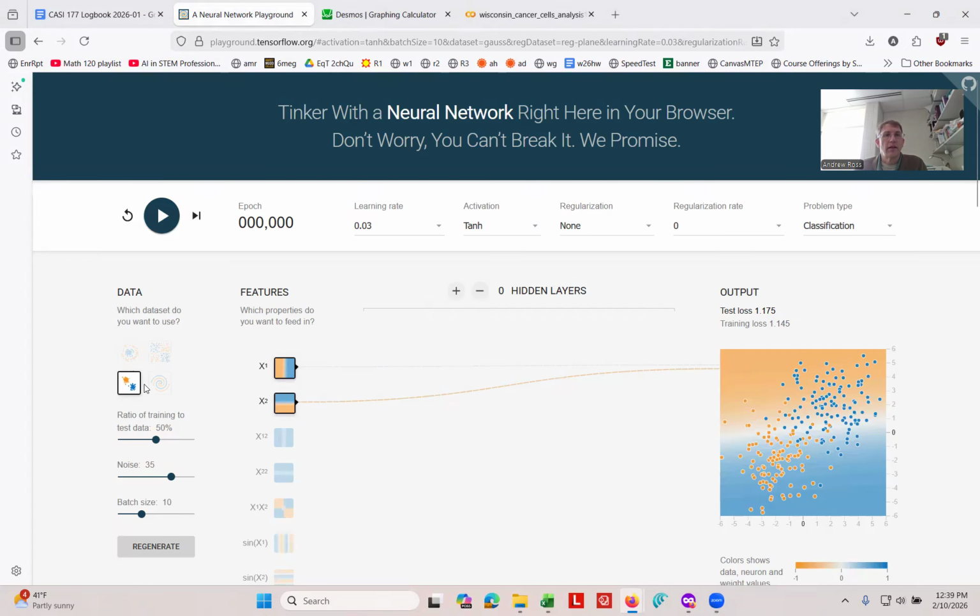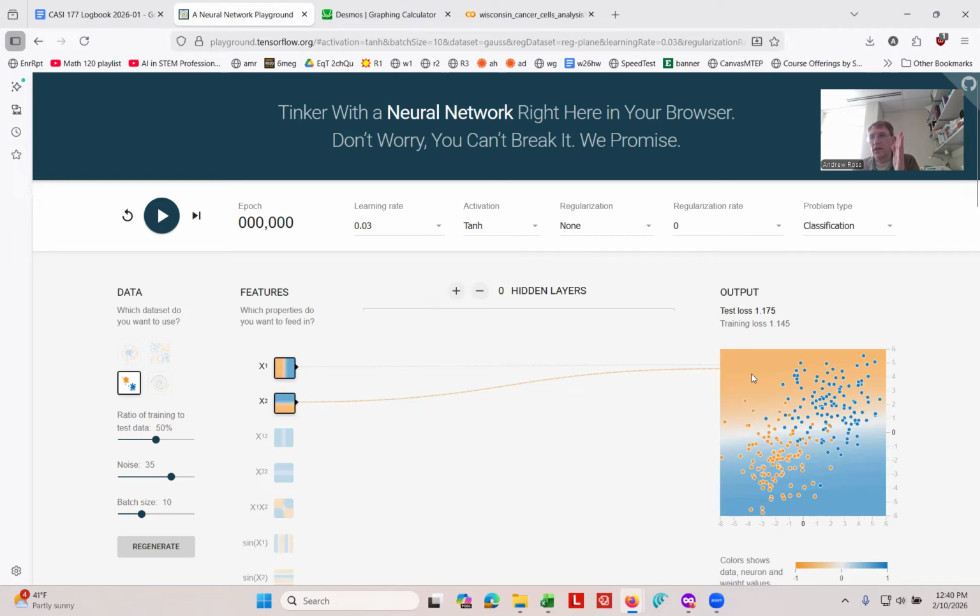We're going to try this data set first, which is called the Gaussian data set. It's got kind of two blobs, a lot like the cancer data set we just looked at. And we can say which properties we want to feed in. We'll feed in X1, which would be like chemical X, and X2, which would be like chemical Y, or like radius and area, or compactness or something of the cells. And right now, is it doing a good job putting a dividing line between the blue dots and the orange dots, where on one side of the dividing line is mostly orange and the other is mostly blue? It is not doing a good job at all.